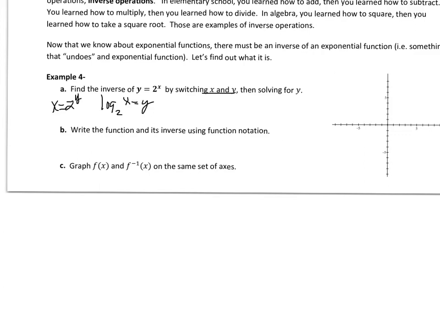So our function notation then would be f of x is 2 to the x, and then the inverse, f inverse of x, is log base 2 of x. So again, exponentials and logarithms are inverses of each other. All right, so now let's graph them both.